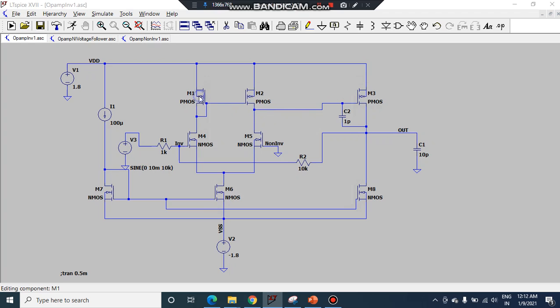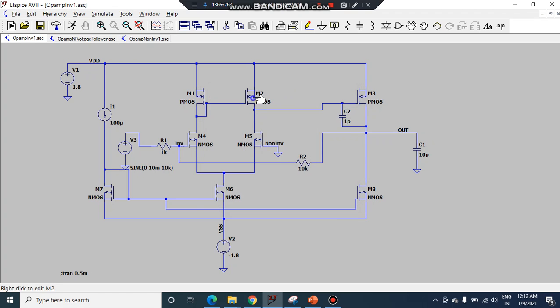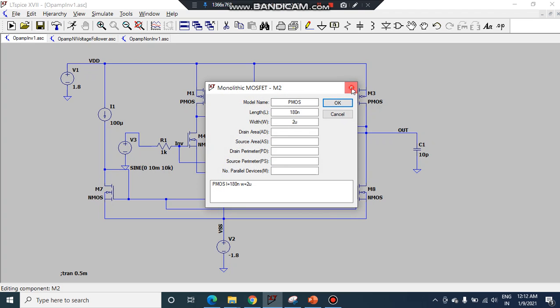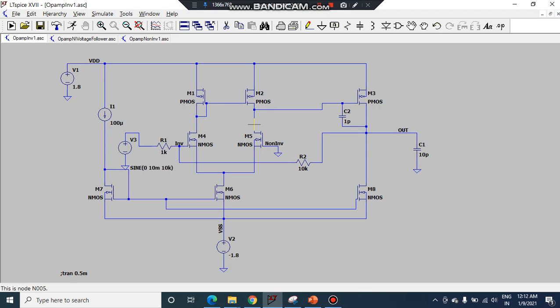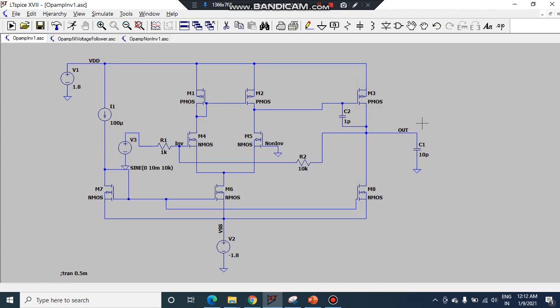And similarly, the PMOS I have also selected as 2 micrometer and 180 nanometer each, because each branch will have a current of 50 microampere. This PMOS and this NMOS will be supporting a current of 100 microampere. Therefore, their widths must be 4 micrometer each. So there is 4 micrometer, and M8 also 4 micrometer and 180 nanometer. And finally, there is a load capacitance of 10 picofarad.